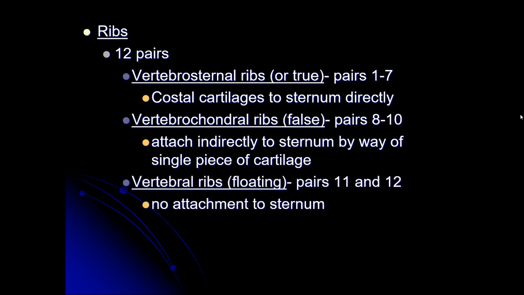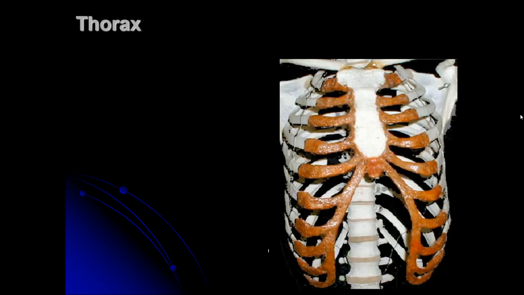And then ribs 11 and 12 are called vertebral ribs. Sometimes they're called floating ribs. And the reason they're called vertebral is because they don't have an attachment to the sternum at all. So when we look at these ribs, we can see this.